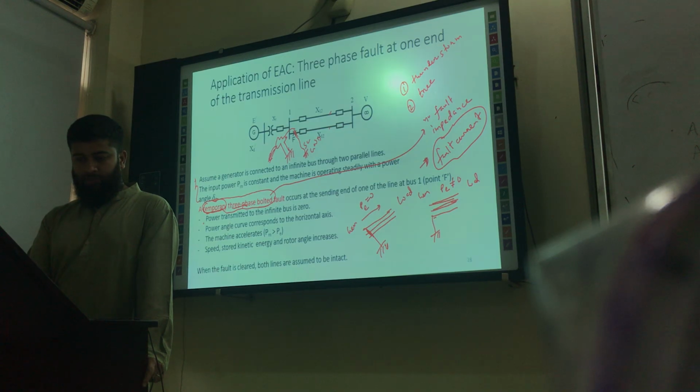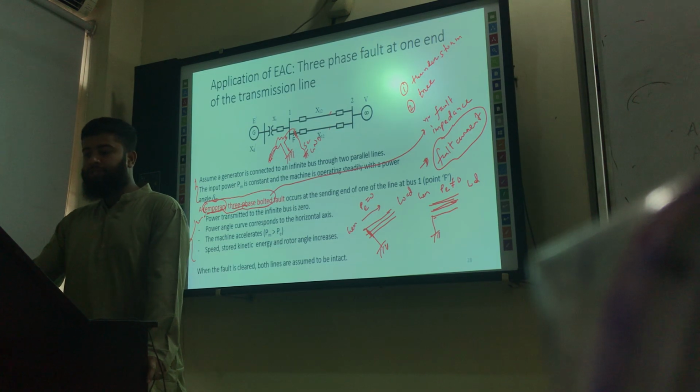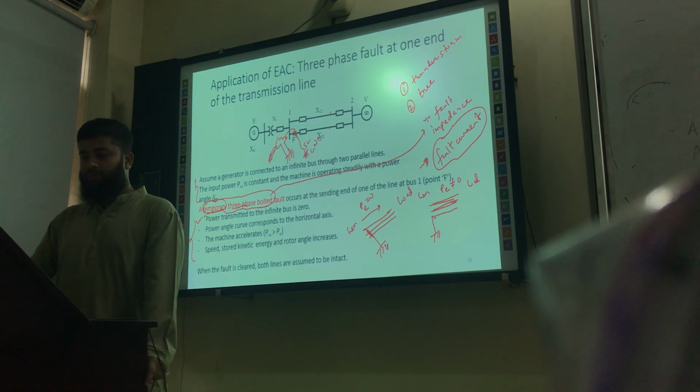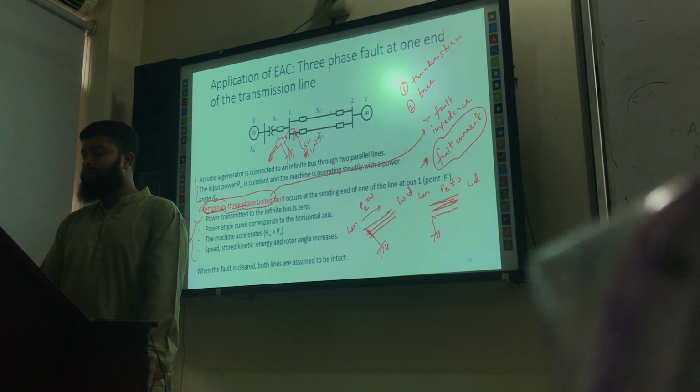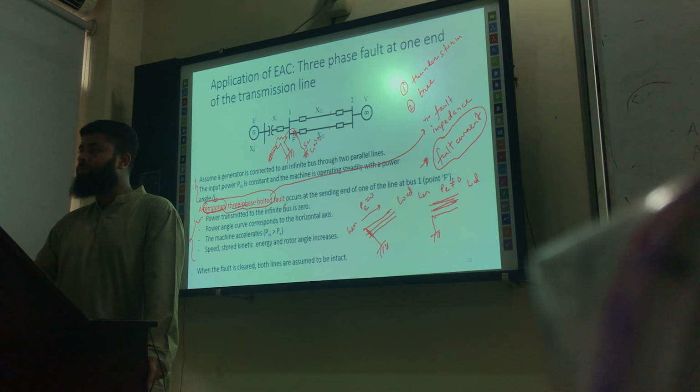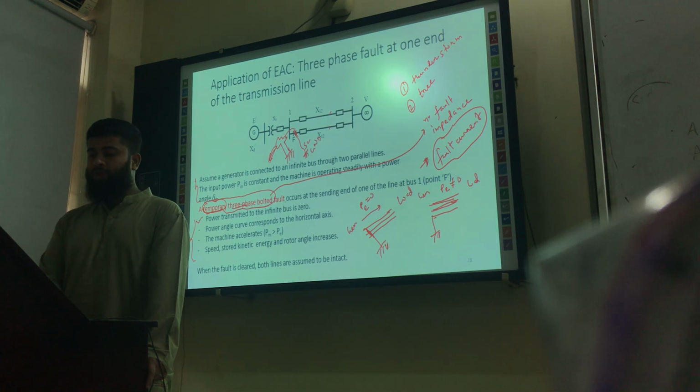So now let's read out the 4 points that are given here. The first point is the power transmitted to the infinite bus is 0. Why 0? Because this is the three-phase fault, right? So all the lines are affected, so there will be no path to flow the power from generation into the infinite bus. And infinite bus means there we have the load. So the power transmitted to the infinite bus is completely 0.